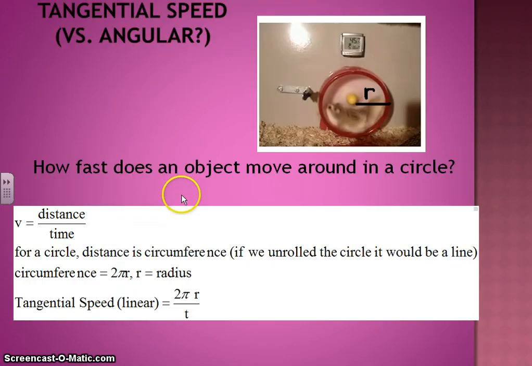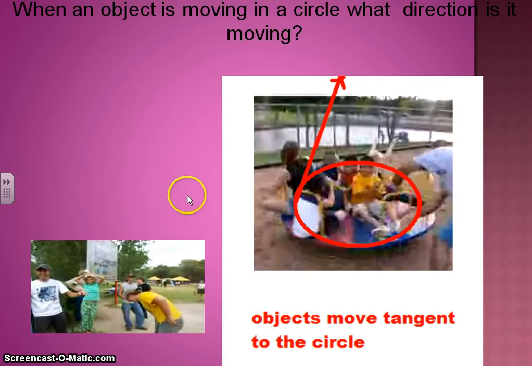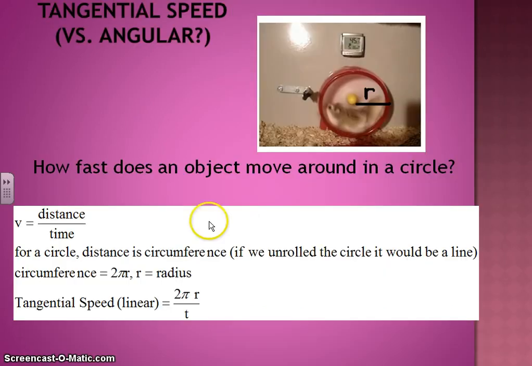Okay, so at this point, let's just recap a little bit. An object will move tangent to the circle when rotating. Tangent means it's perpendicular to the radius. It's only touching the circle at one spot. The distance around the circle, easy, that's the circumference. And another word for the tangential speed, we can call that linear speed.